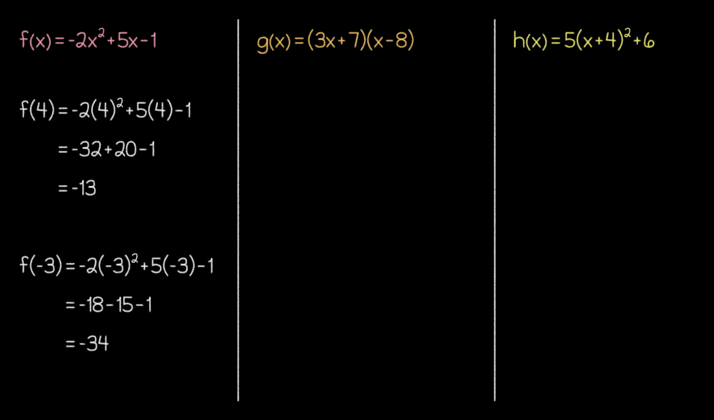For our next function, let's start things off there with g of 10. As we indicated in the introduction to this video, we can think of this expression as being composed of two sub-expressions. So we'll start by just thinking about the evaluation of 3 times 10 plus 7, which works out to be 37. Then, we'll forget about the 37 for a moment and just worry about evaluating 10 minus 8, which is 2. Once we have those two answers, we can multiply them to get our final value of 74.